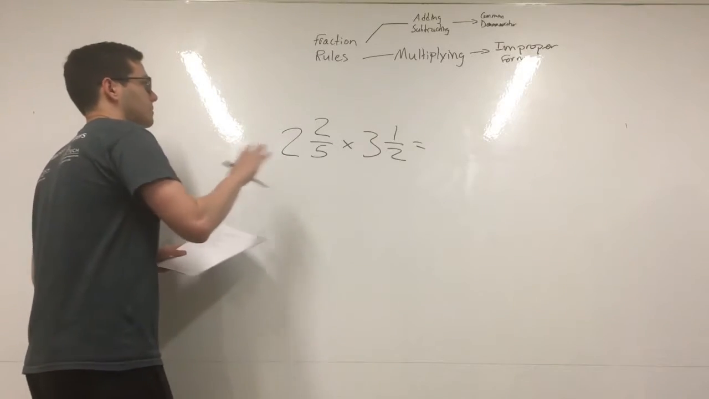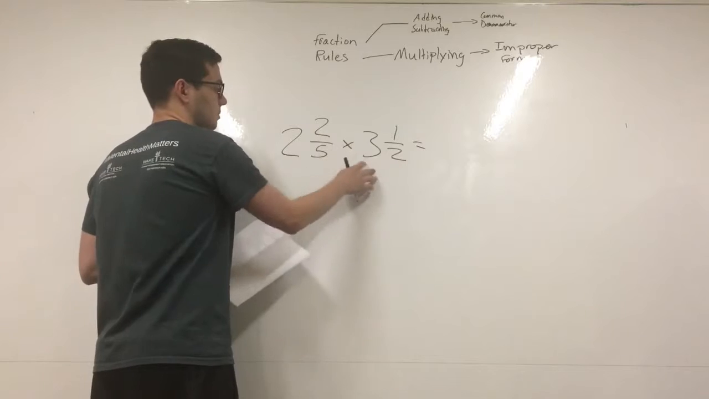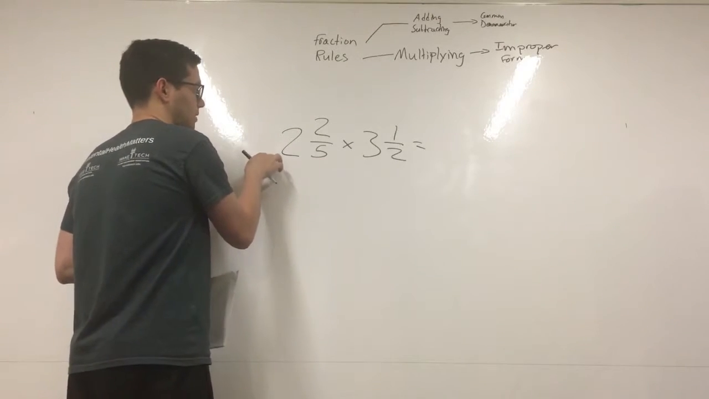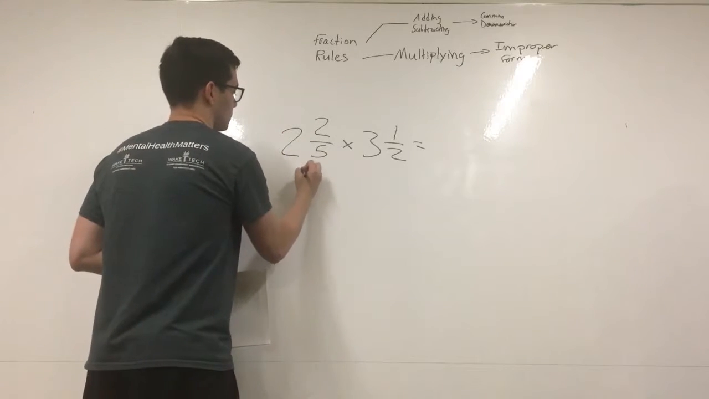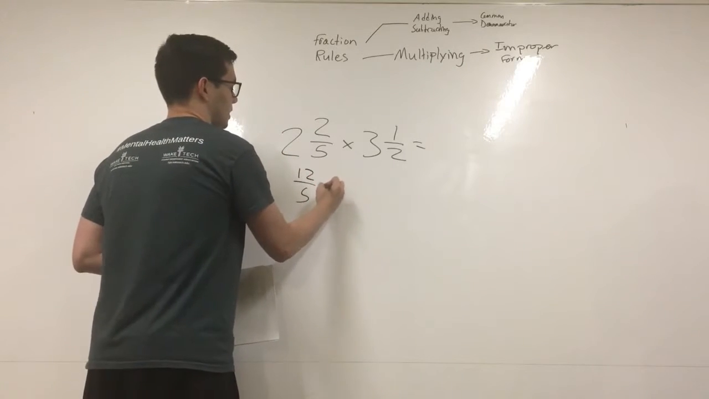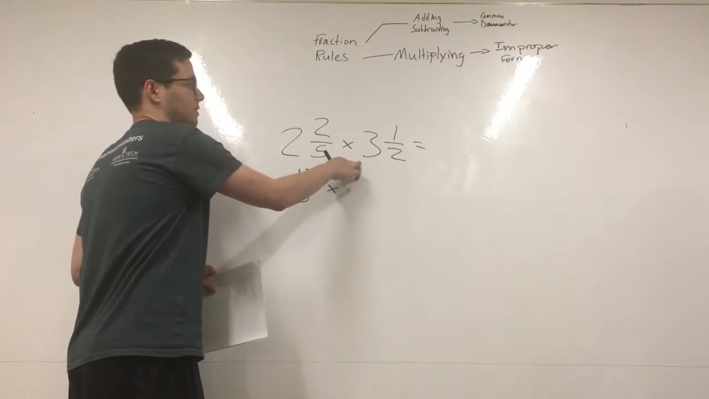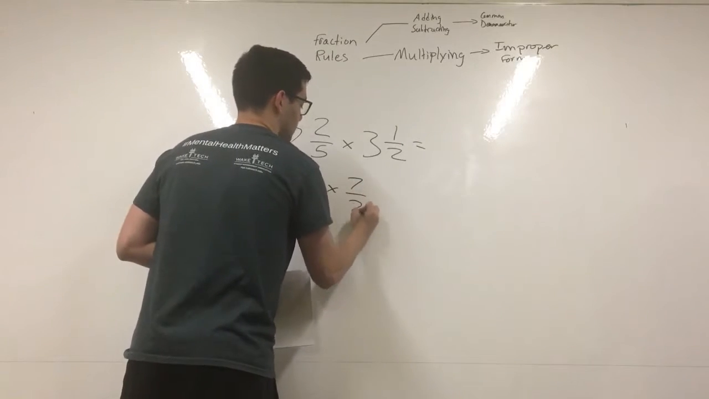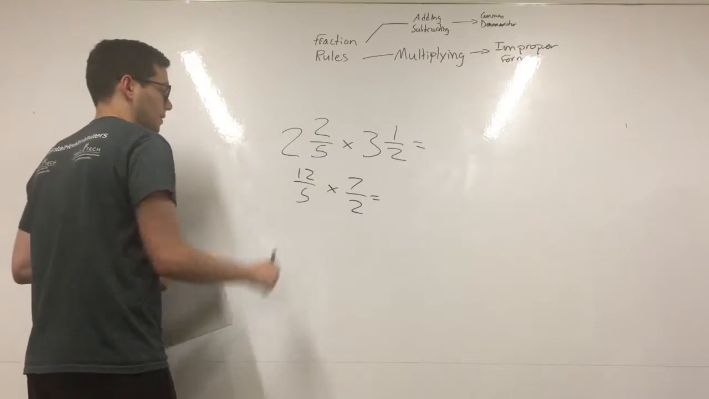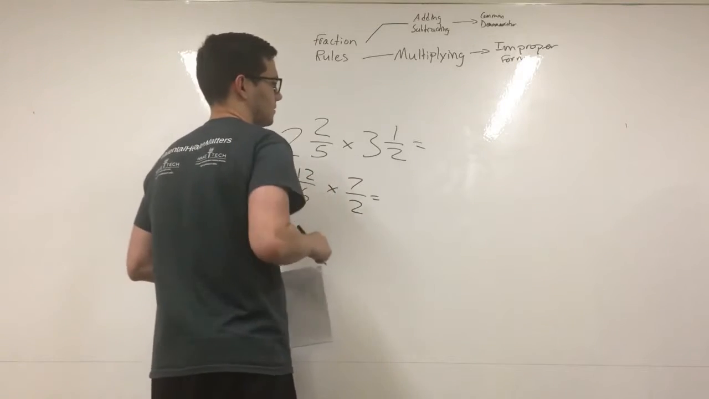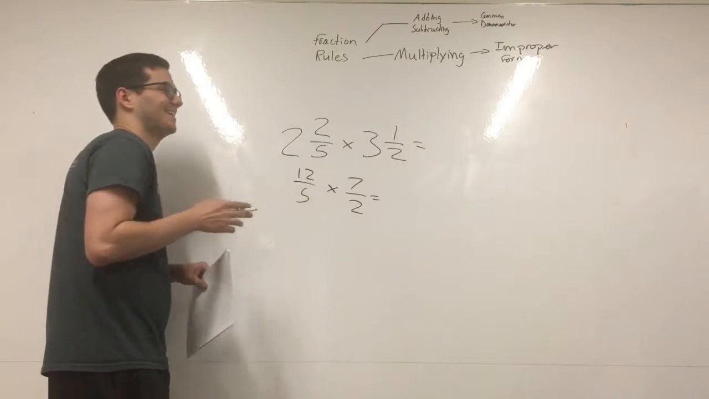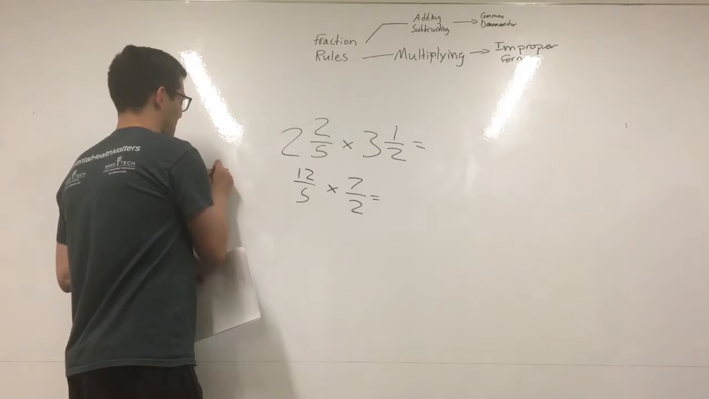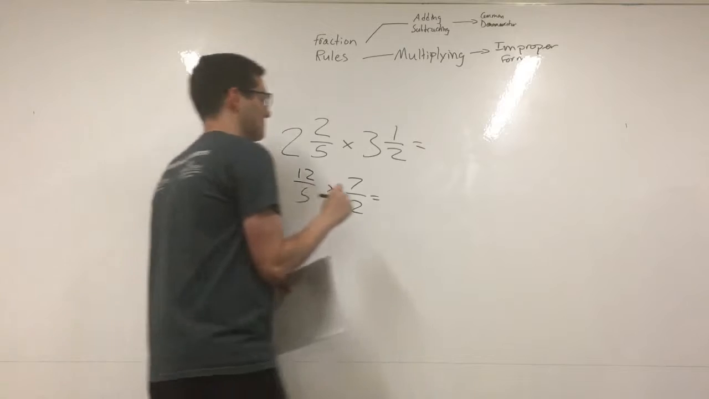All right, again, same thing. This time both are mixed numbers, so we need to change both to improper form. 5 times 2 is 10. 10 plus 2 is 12. So 12 over 5. Times 2 times 3 is 6. 6 plus 1 is 7. So 7 over 2. Okay. Multiply straight across. 12 times 7, 84, I think. Yeah, 84.